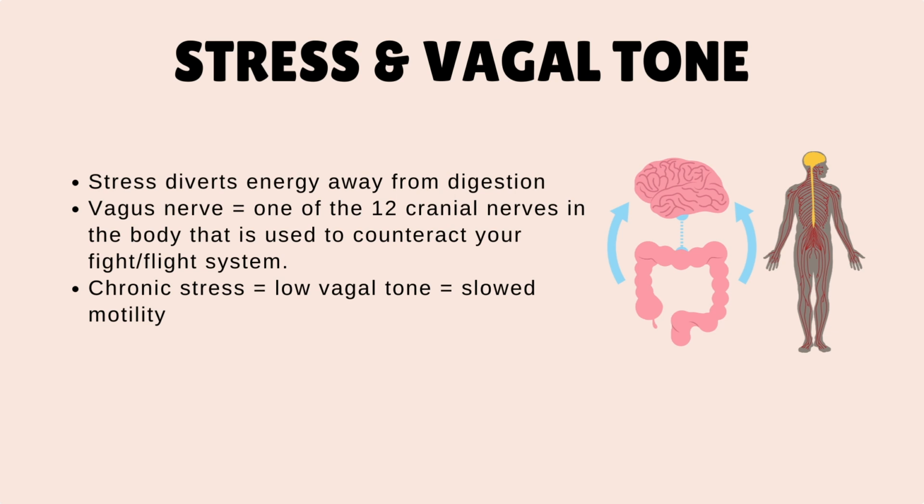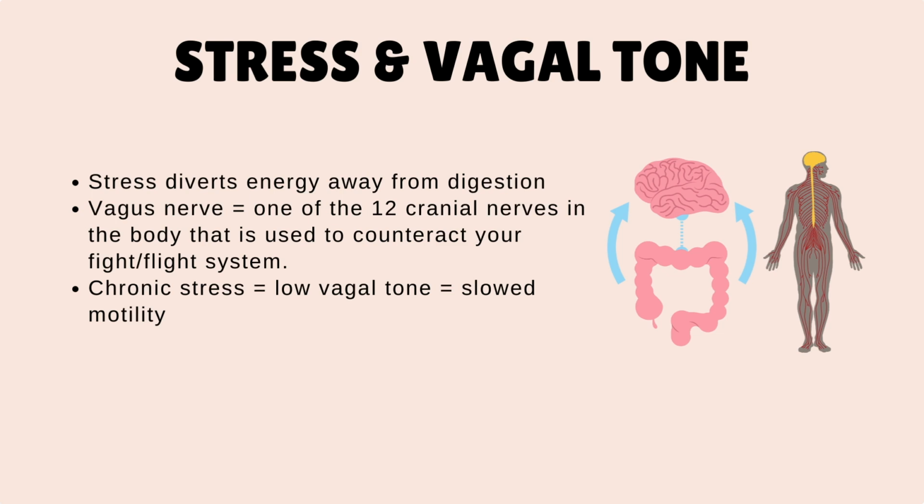Next up, stress and vagal tone. So stress diverts resources away from your digestion at every level, and this is a protective mechanism by the body to conserve energy for the threat or incoming emergency. Under stress, you produce less saliva, less digestive enzymes, and less stomach acid. Stress decreases gastric motility, increases inflammation, and increases intestinal permeability.